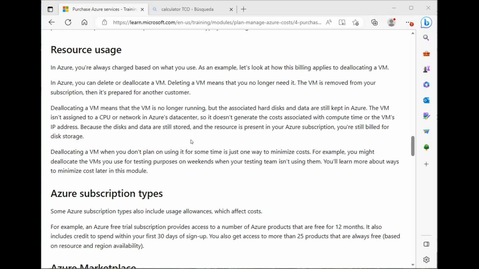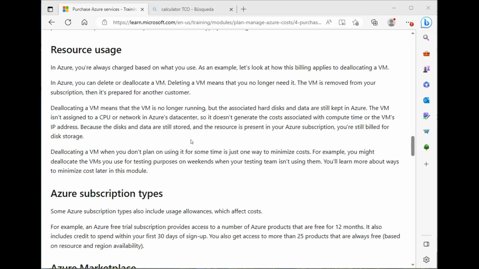Deallocating a virtual machine means that the virtual machine is no longer running, but the associated hard disk and data are still kept in Azure. The virtual machine isn't assigned to a CPU or network in Azure's data center, so it doesn't generate the costs associated with compute time or the virtual machine's IP address. Because the disk and data are still stored and the resource is present in your Azure subscription, you're still billed for this storage.